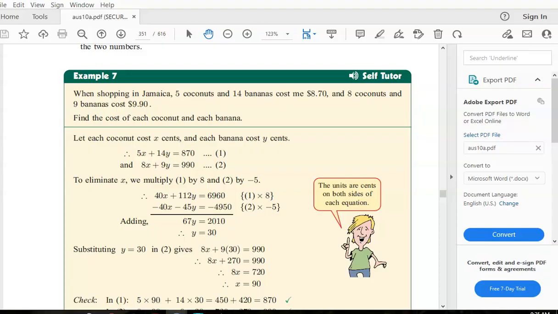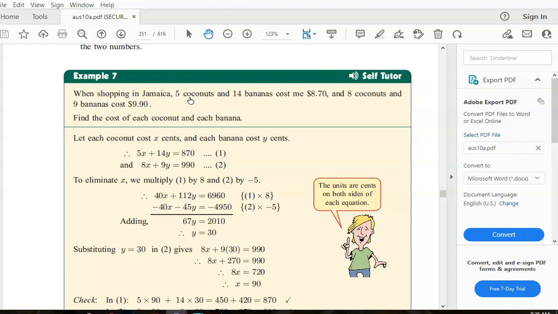Let's hope they sell coconuts and bananas in Jamaica. But yes, you can see if you bought 5 coconuts and 14 bananas, they cost $8.70. So let each coconut cost x cents and each banana cost y. I tend to, when I have questions like this, let it be C and B, so I know which one is which, C for coconuts, B for bananas. But if you want to stick with x and y, go for it.